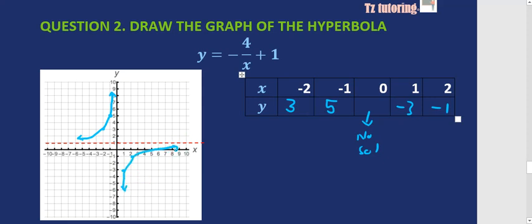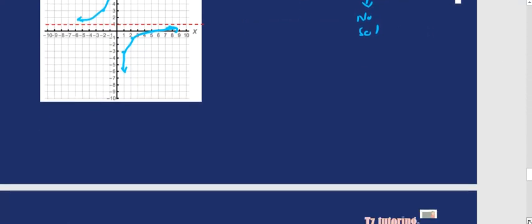So remember now the asymptote is at 1. So the graph cannot touch 1, because the asymptote is at 1. So that would be the graph for that function.